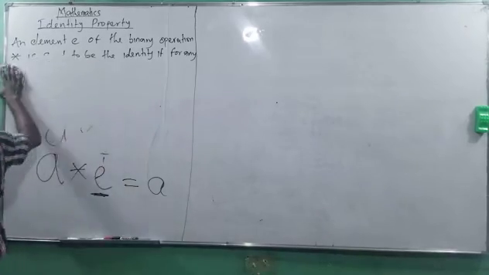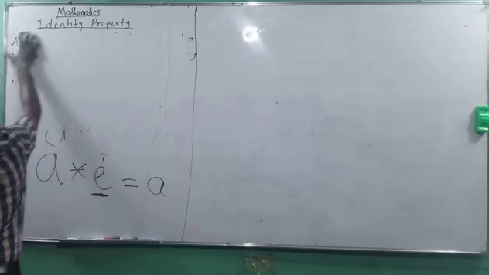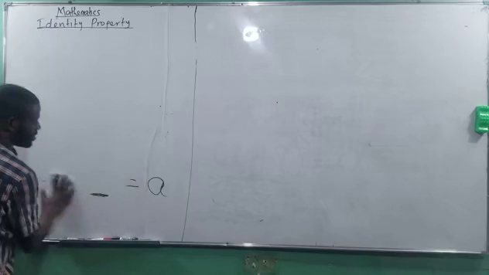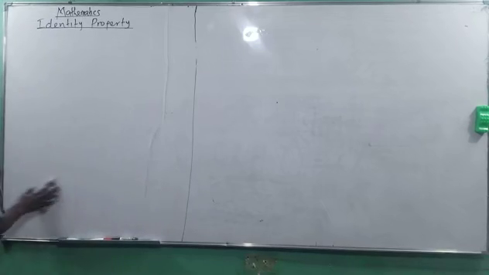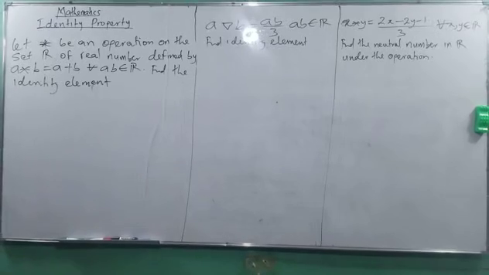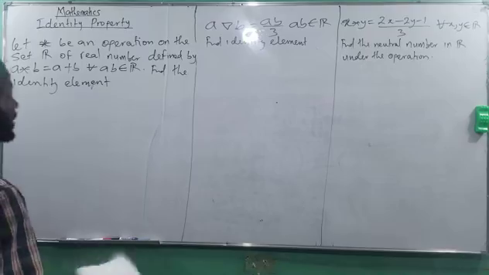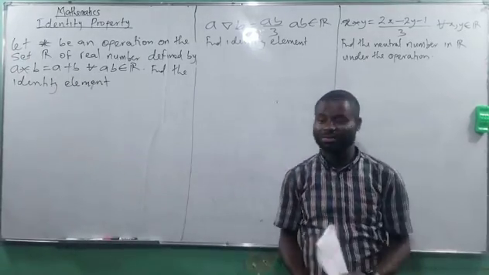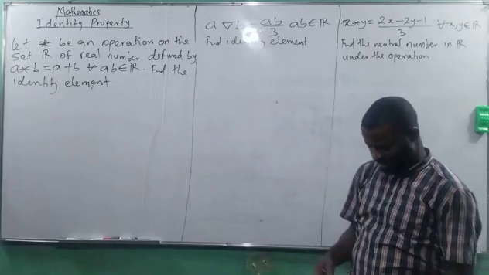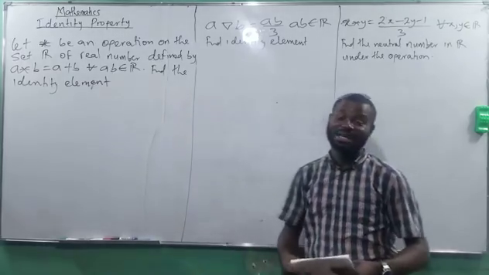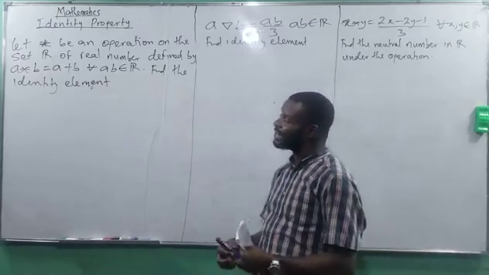Okay, permit me to write one or two questions so that you can play around with the identity operation. Okay, let's play around with these three questions: 1, 2, 3. By the end of this, I need to explain the tabular part of it. By the end of the tabular part, you should understand everything on identity elements.